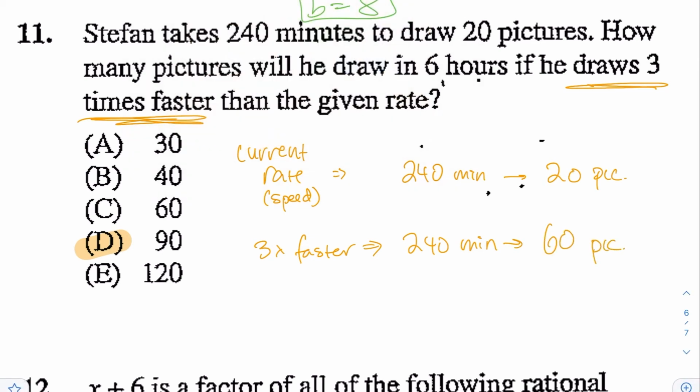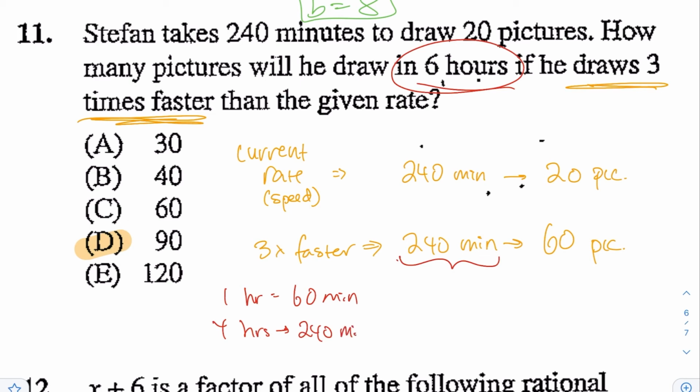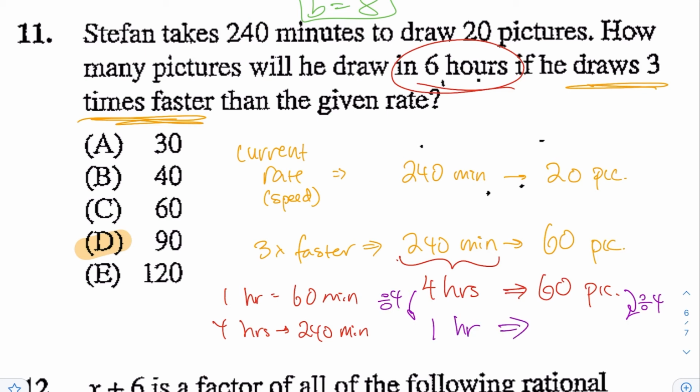And you want to figure out how many pictures you can draw in 6 hours. Well, 240 minutes is 4 hours, since 1 hour is 60 minutes, and 60 times 4 is 240. So this is 4 hours for 60 pictures. And you can find the unit rate by dividing by 4, so that each hour, at the triple rate, would be 15 pictures.